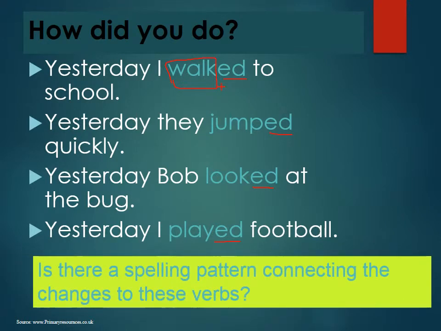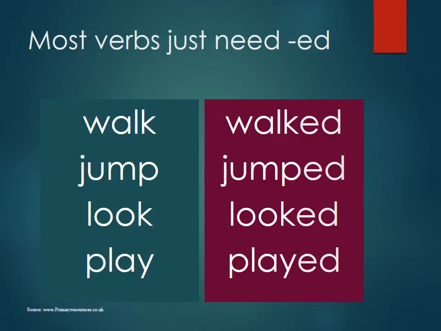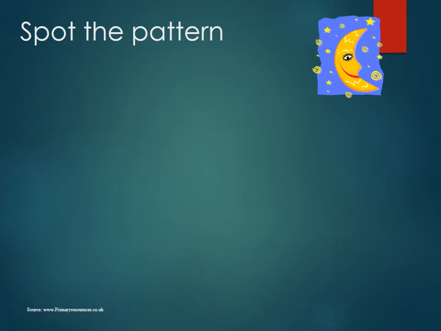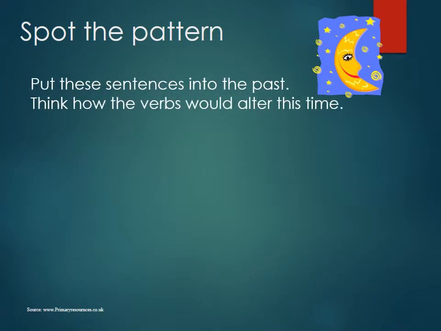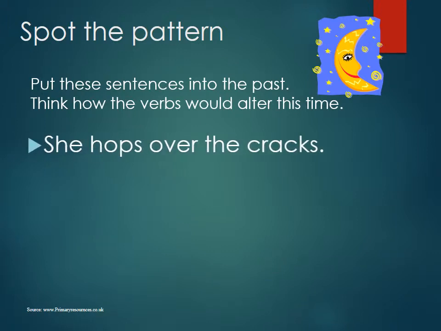Now, is there a spelling pattern connecting the changes to these verbs? It really is just the main verb plus ed at the end of each of them. So here you go again. You can see that. So it's just walk, jump, look, and play. It's the main verb. And then all you do is add ed at the end of every one of them. That's it for regular verbs. Okay. All right, let's look for a pattern in this one. Put these sentences into the past. Think how the verbs will alter this time.